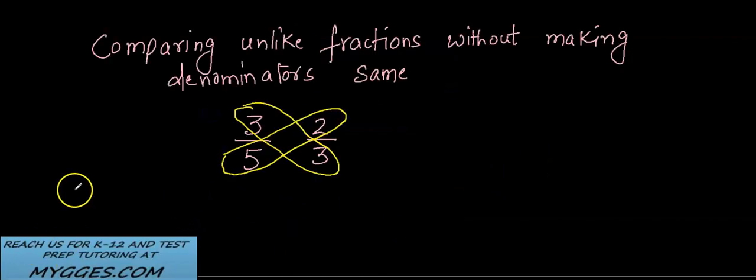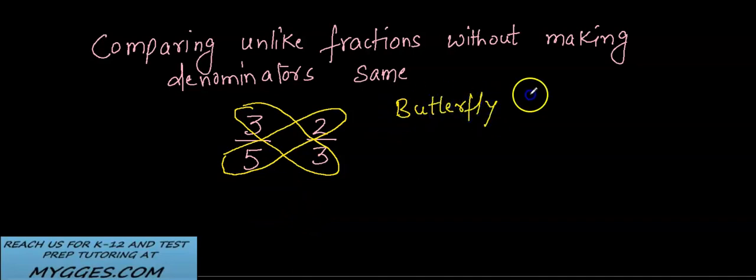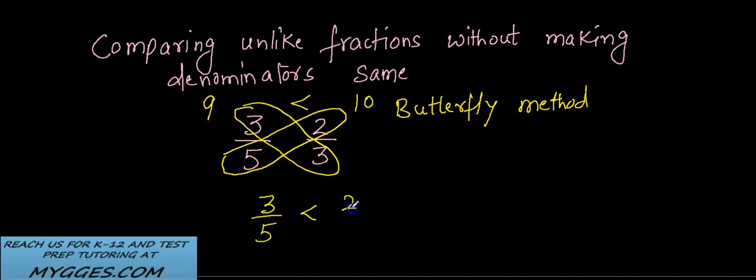We can always compare unlike fractions without making the denominators the same. As you can see, I've just written an example. We use the cross multiplication method, which is also called the butterfly method. We simply multiply the first numerator by the second denominator and the second numerator by the first denominator. So 3 times 3 we get 9, and 2 times 5 we get 10. Since 10 is greater, that means the fraction 2/3 is greater than 3/5.